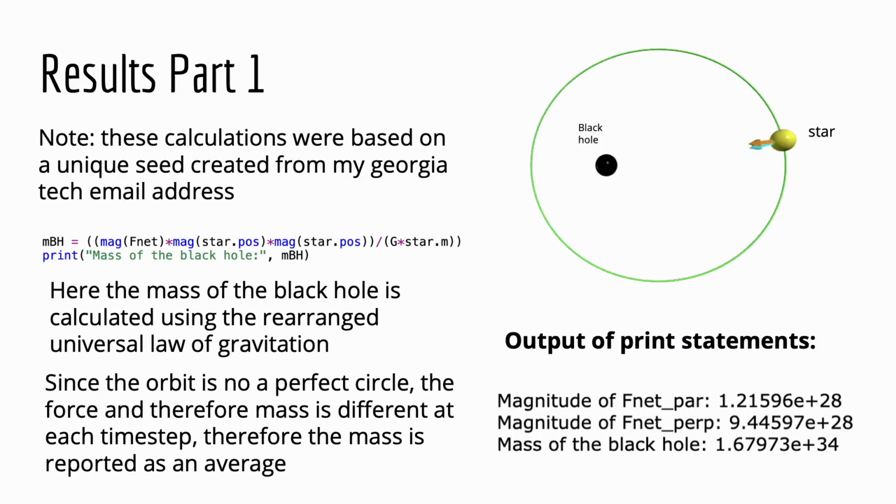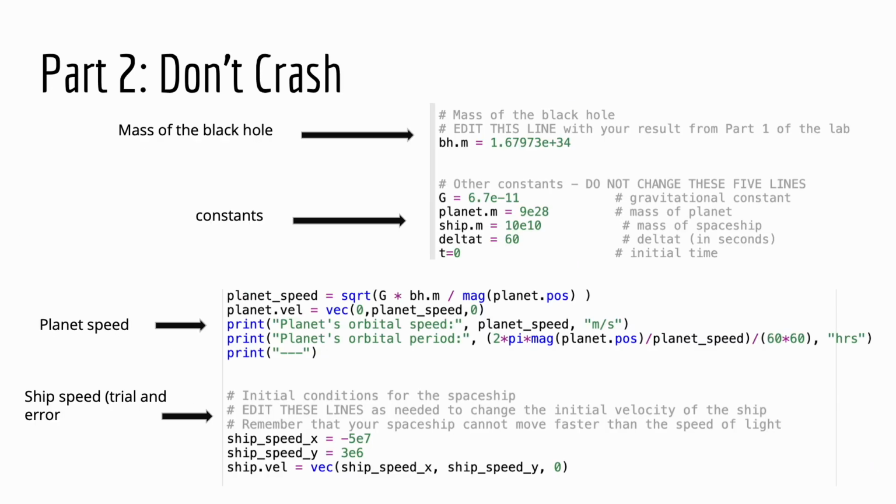For the results of part 1, we use this line to find the mass of the black hole, which is just a rearranged version of the universal law of gravitation. And since the orbit is not a perfect circle, the mass is different at each time step, since the force is different at each time step. Therefore, we need to report the mass of the black hole as an average. When we did that, we found the mass of the black hole to be 1.67973 e34 kilograms.